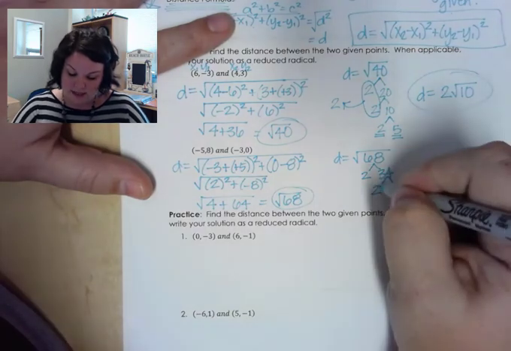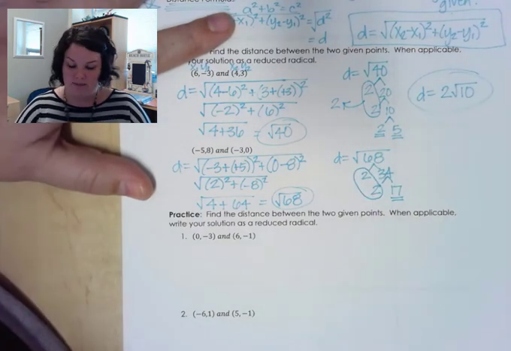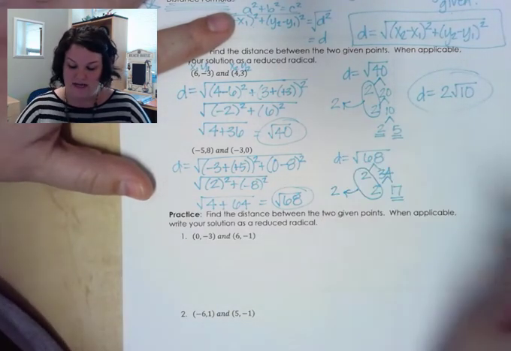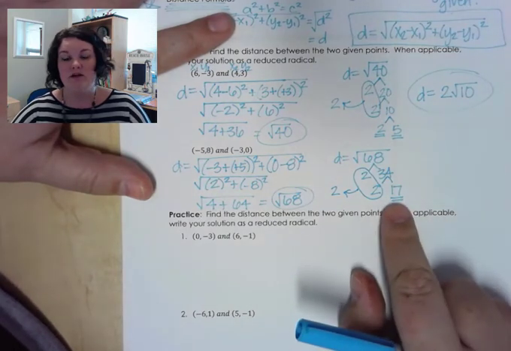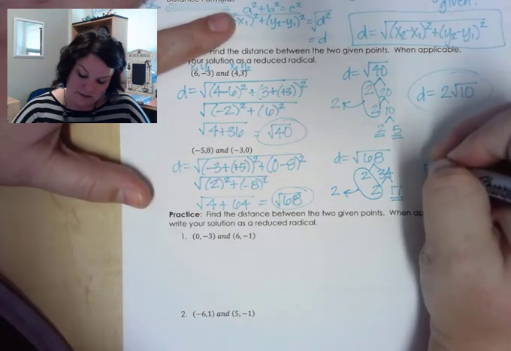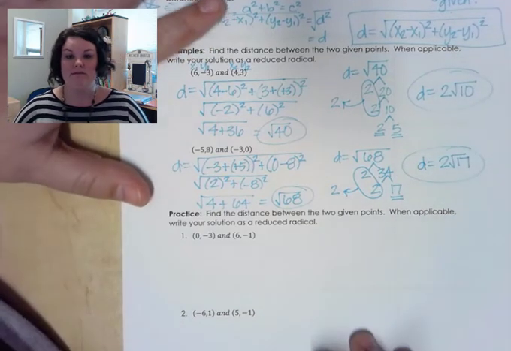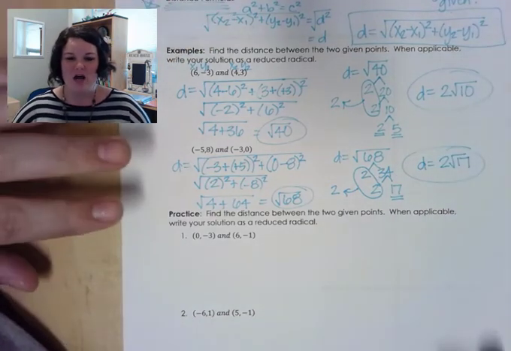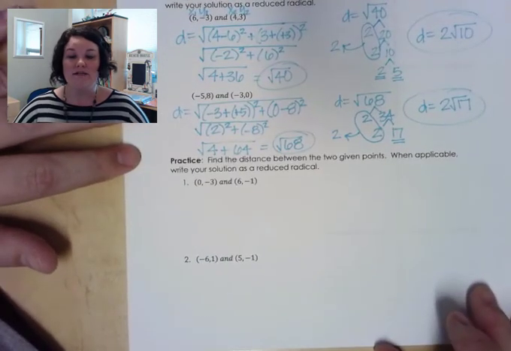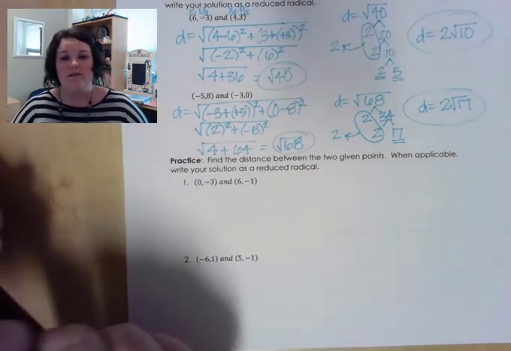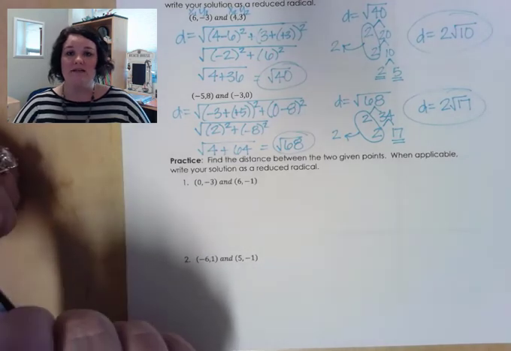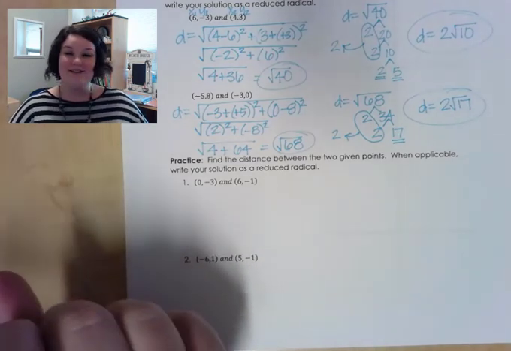So notice I do have 2 copies of a 2, so again, that 2 comes out, and the only thing I'll be left with under my radical is 17. So my distance can be written as 2 square root of 17. Okay, not too bad. All right, so there are 2 for you to try. So again, pause the video and work it out, and then go ahead and play it to make sure that you got the right answer.